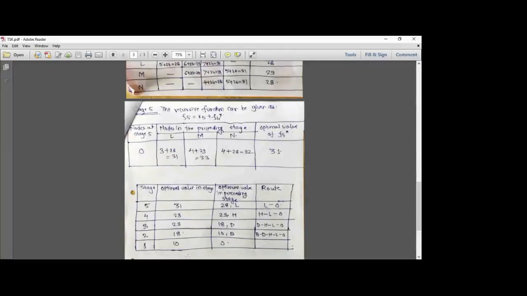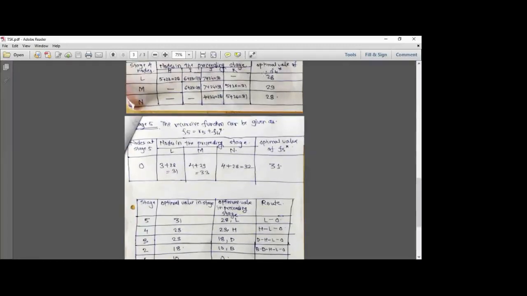Starting with a backward approach, we have stage 5 written here, right? So the optimal value that we have in stage 5 is 31. So we have written 31 here, right? Now the optimum value in the preceding stage is 28, right? So two values of 28 are there. So we have written 28. But now we have to decide which node is to be selected, whether we should go from L or whether we should go from N, because both of them are yielding the same lowest value, that is F4, or that is 28, right?